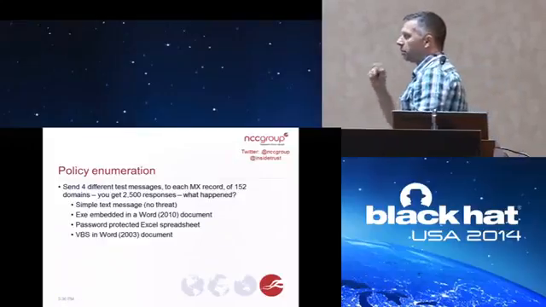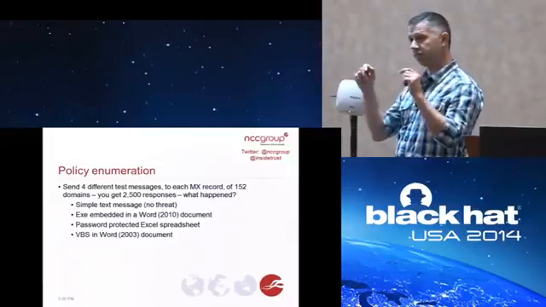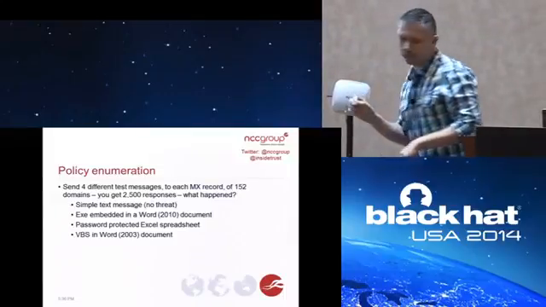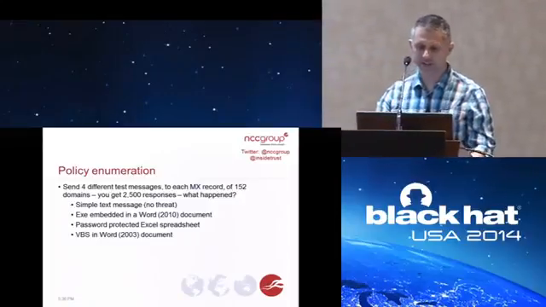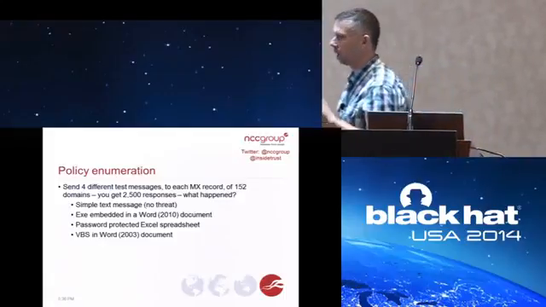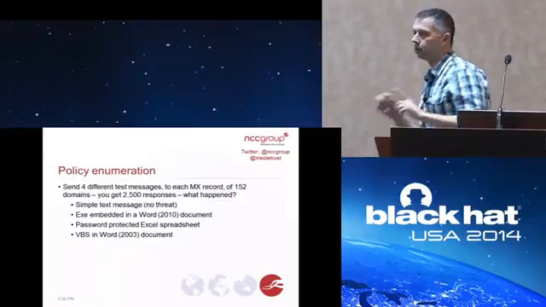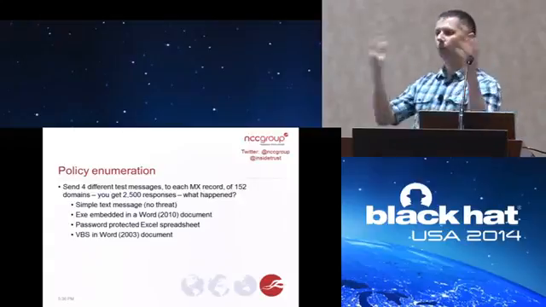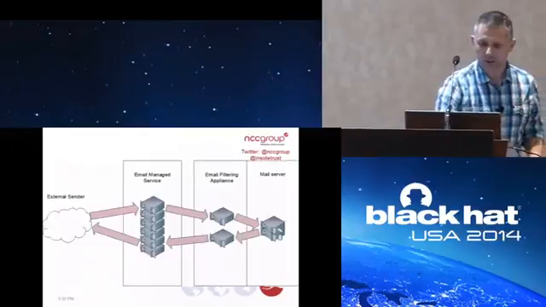Next thing I did was some enumeration of policy. I didn't want to send too many messages, but I was sending messages to non-existent recipients, and I sent 4 tests. A simple text message with no threat, an executable embedded in a Word document, a password-protected Excel spreadsheet, and a VBS script embedded in an older style Word document. And the exe and the script basically just did a hello world pop-up. It's just a proof of concept that executable code is getting in.